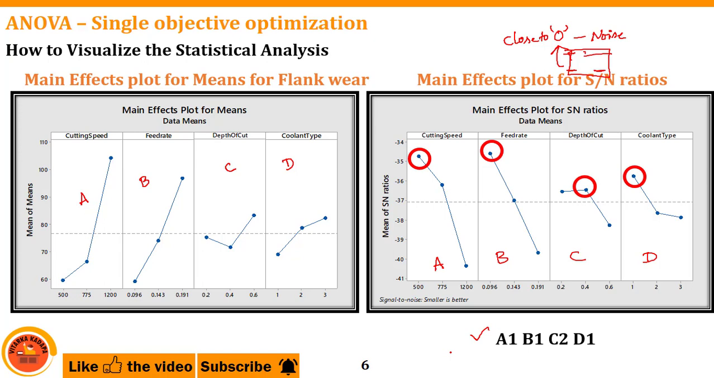Then it is difficult for us to analyze. So A1 indicates cutting speed at first level, B1 indicates feed rate at first level, C2 indicates depth of cut at second level, D1 indicates coolant type at first level. So like this we have to analyze. So this is a simple case.